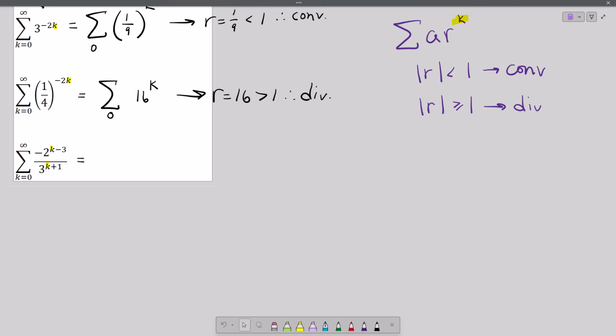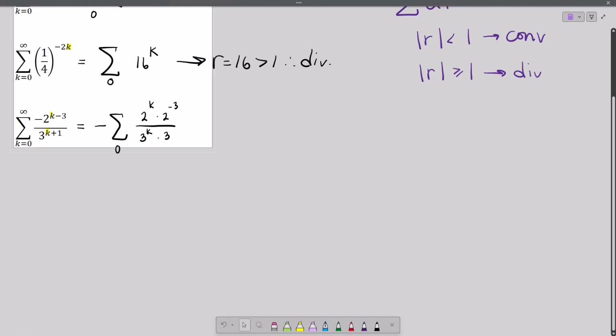So this one, that negative sign right there, does the exponent impact that minus sign at all? No, because that minus sign is not wrapped up in parentheses. So that minus sign is completely independent of the 2 to the k minus 3. So I'm going to pull that minus sign all the way out to the front. This is going to be 2 to the k multiplied by 2 to the negative 3. Once again, we want the exponent to be just k. And this is going to be 3 to the k times 3 to the 1.